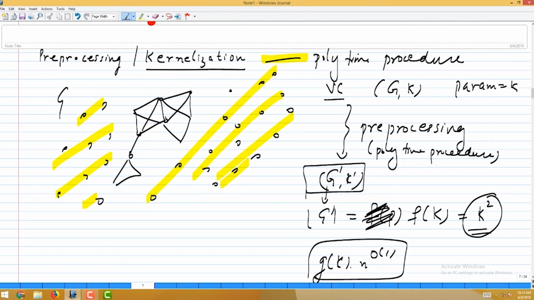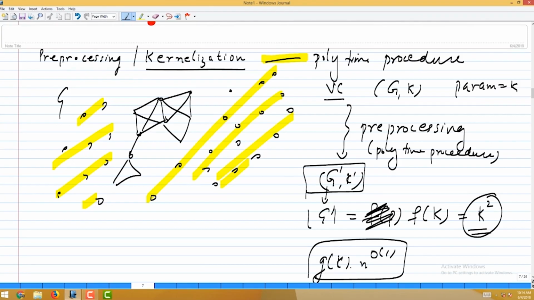Now, modulo this guarantee, what is the problem now? We have to solve on G prime: we want to find out is there a vertex cover of size k prime. This is what we have reduced our original problem to. Is this clear? So we want to find is there a vertex cover of size k prime in G prime. This is the problem now.